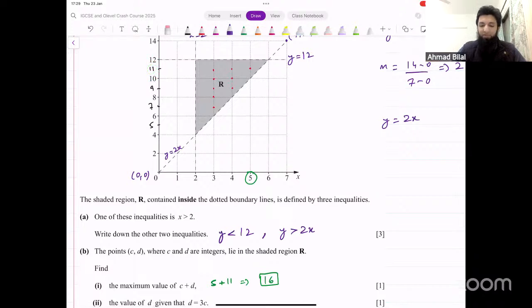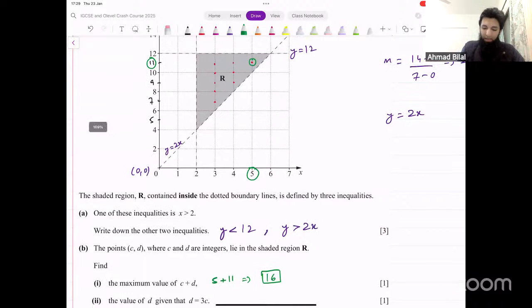Okay, so basically, if we want to maximize the x coordinate, we want to go as far to the right as possible. If we want to maximize the y coordinate, we want to go as far above as possible. This is the point that has the maximum x coordinate and the maximum y coordinate inside this region.